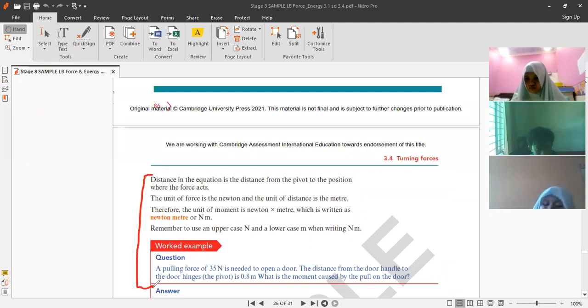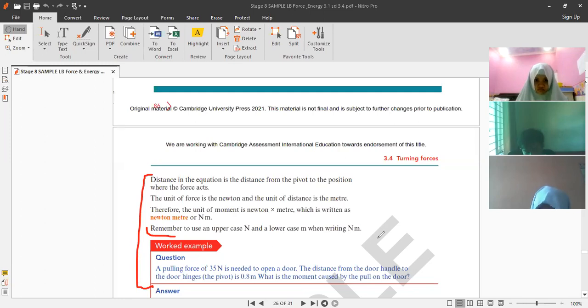Okay. Question, but remember to use an uppercase N for newtons and lowercase m for meters. A pulling force of 35 newtons is needed to open a door. The distance from the door handle to the door hinge or pivot is about 0.8 meters. What is the moment caused by the pull of the door?